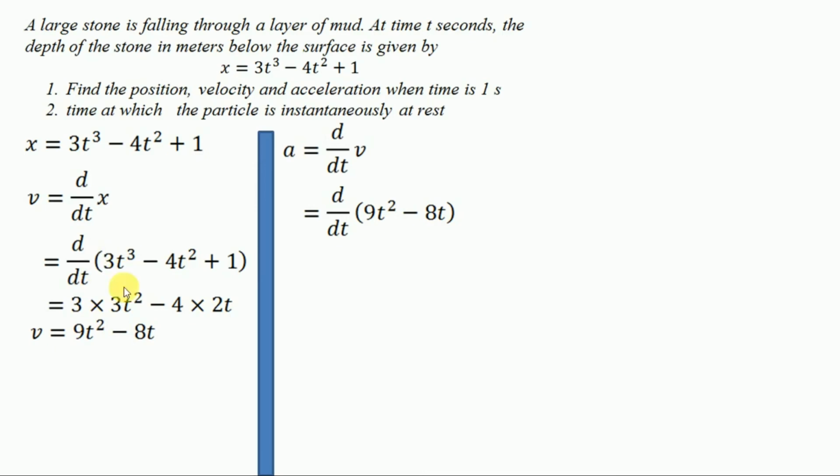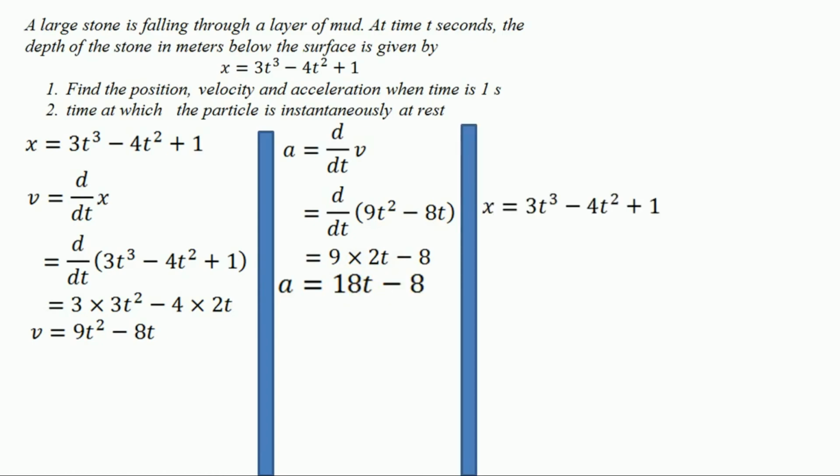So this is the velocity, so I'll differentiate it again. We have differentiated the displacement once out here, now again we are differentiating. So differentiation of t square is 2t and differentiation of t is 1. 8 and 9 are constants, so acceleration is 18t minus 8.